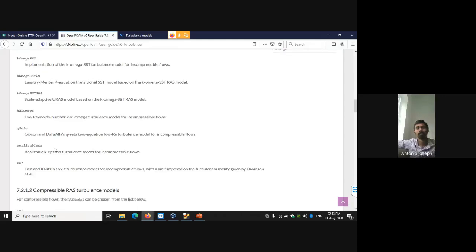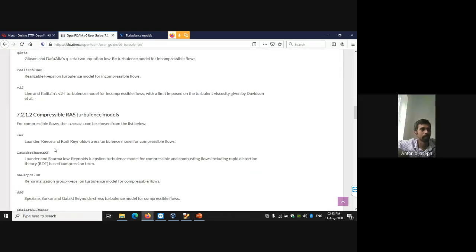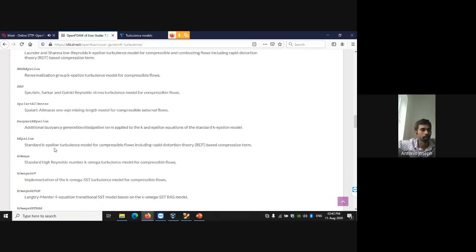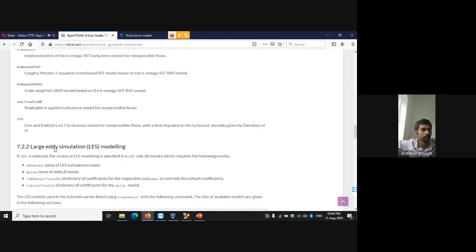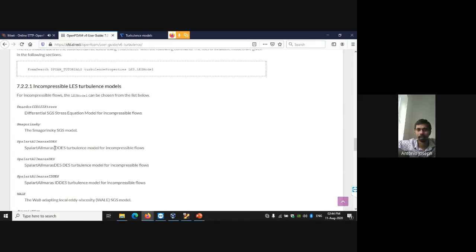Before choosing a particular one, we need to go into detail about what is actually happening, what it solves, and whether it is fitting our case or not. So in a detailed manner we need to look into it, and only then choose a particular algorithm or model to be used. This is a RAS model. Again, we can see the models for finding k and epsilon. Then LES. In LES also there are a lot of models for finding the stress.